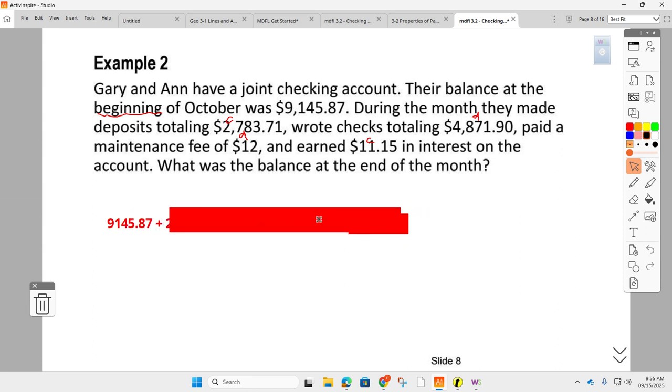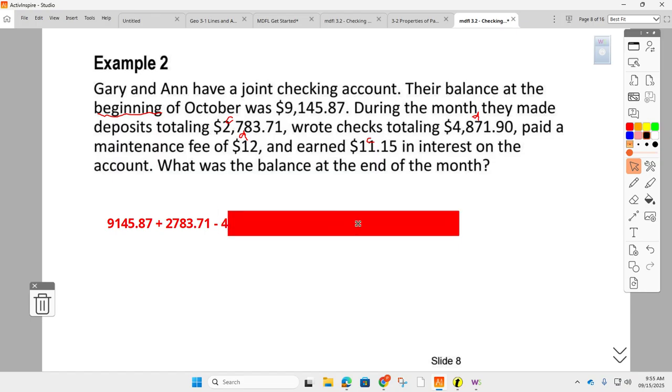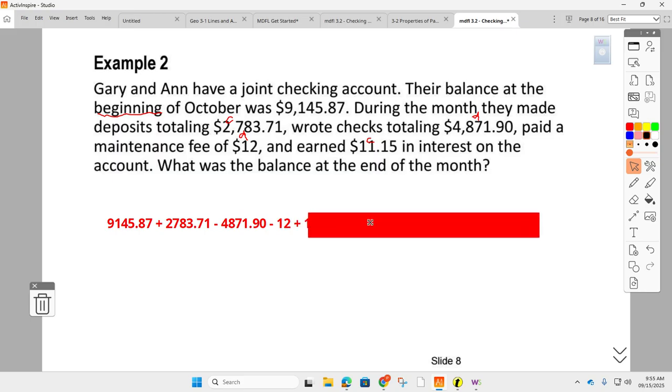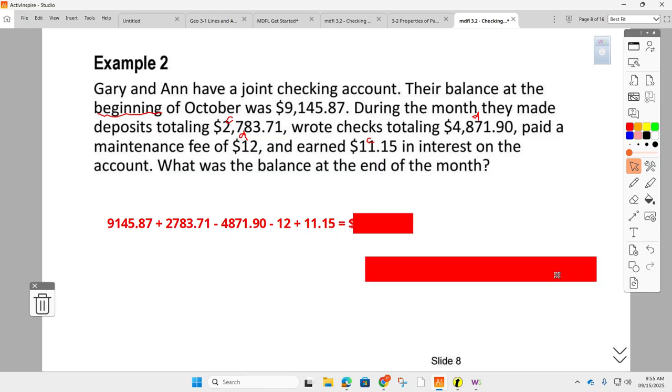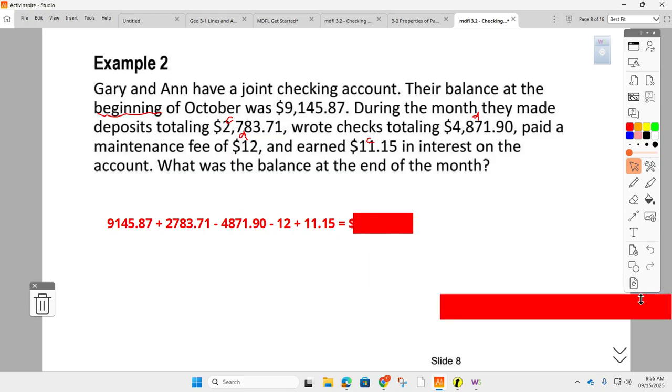Beginning balance, the first credit was the deposit, so we added that. Then the first debit was the total checks. The maintenance fee was the next debit, so it's subtracted. And if you earn something, that means you're getting money. You add that. Do the math. You can do that straight across in your calculator. What do you put in the calculator?